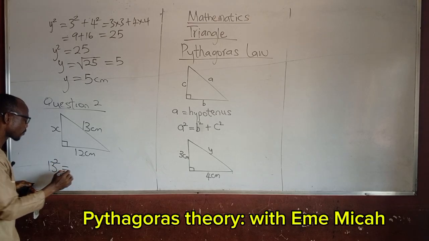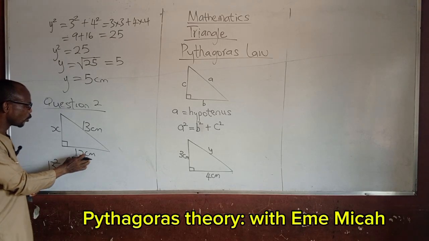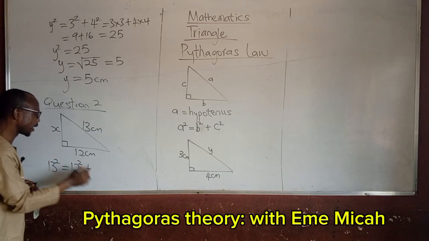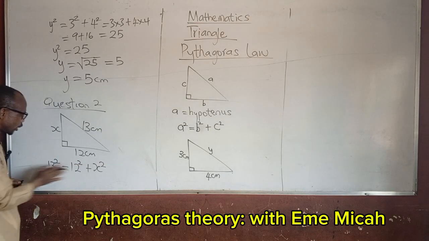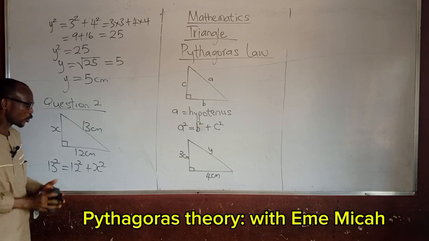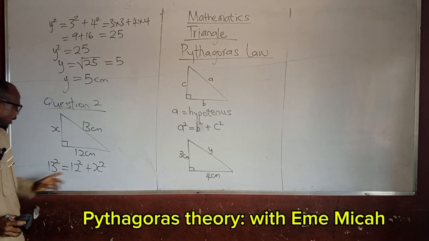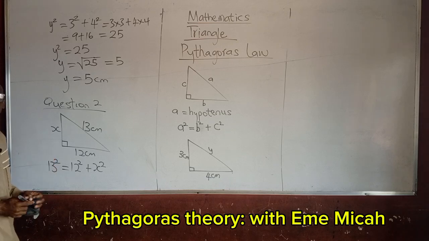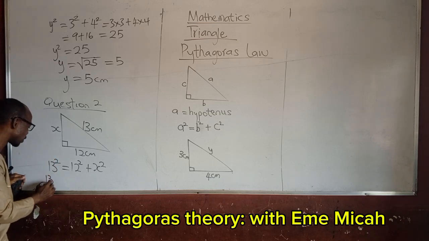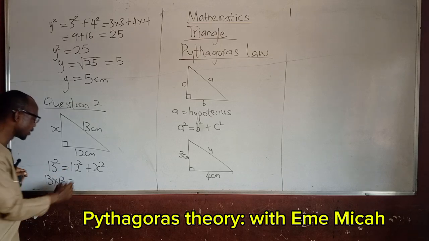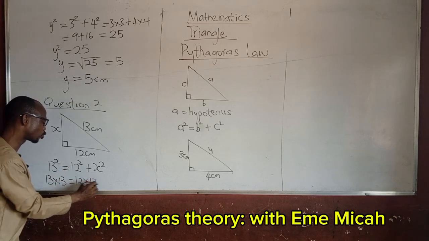13 square will be equal. If you square this 12 and you square this other one, they go dey equal. So make we use this one now to find the value. 13 square, what did 13 square mean? 13 square means 13 times 13. 12 square means 12 times 12.